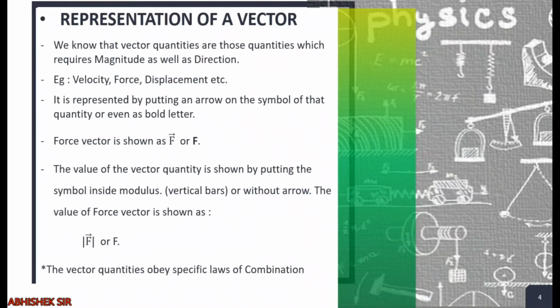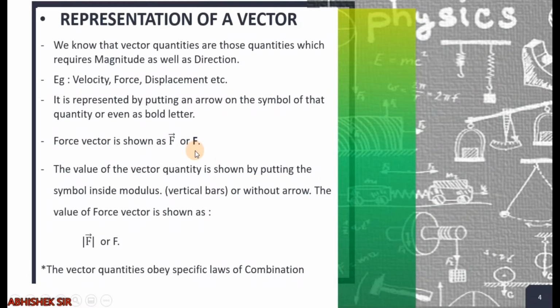The vector is represented by putting an arrow on the symbol of that physical quantity, or if you don't want to write the arrow you can also represent that vector as bold letters, right? You can see force vector, we have a physical quantity called force. Force vector can be represented by F and then the arrow symbol over here you can see. And if you don't want the arrow symbol, then just a bold letter.